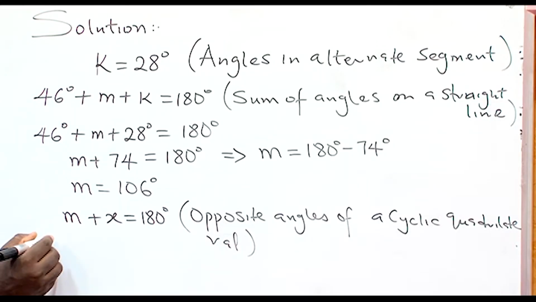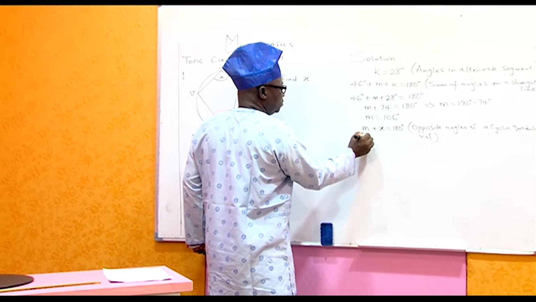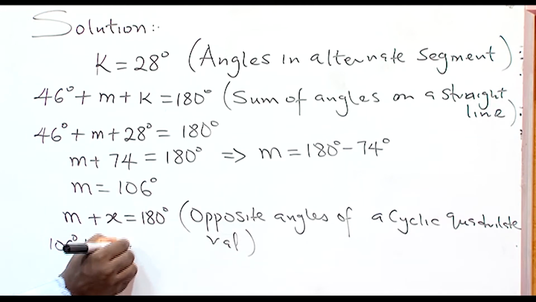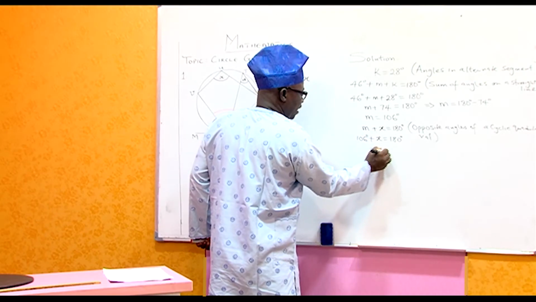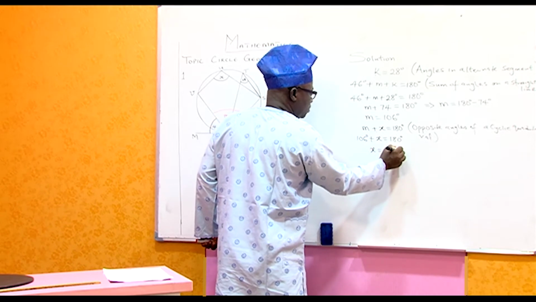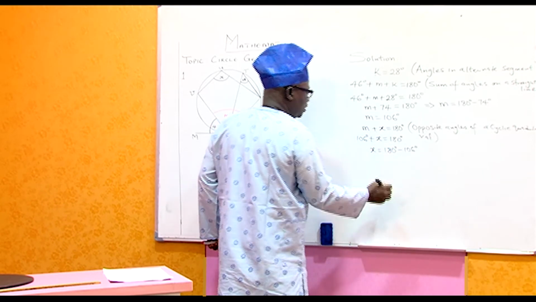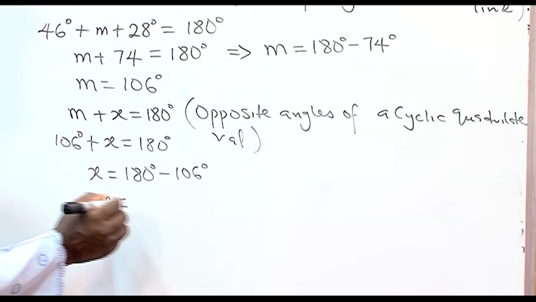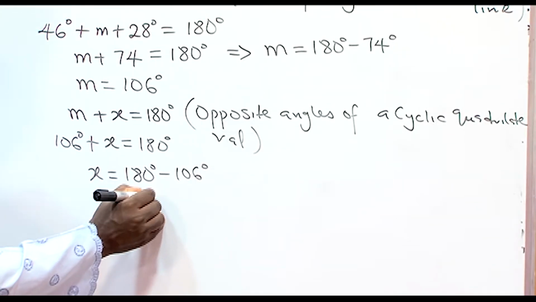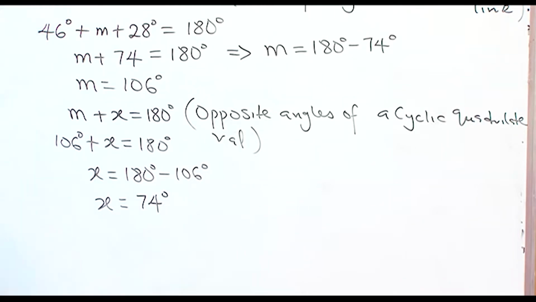So our M is 106. Then we are looking for x. So we make x the subject. X will be 180 minus 106. So our x, when you do your subtraction, we are going to have 74 degrees.